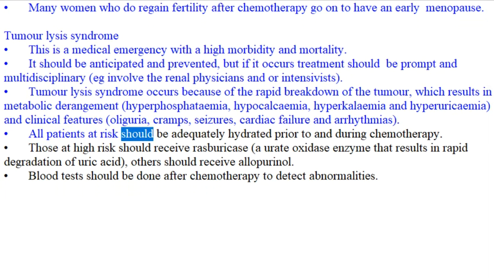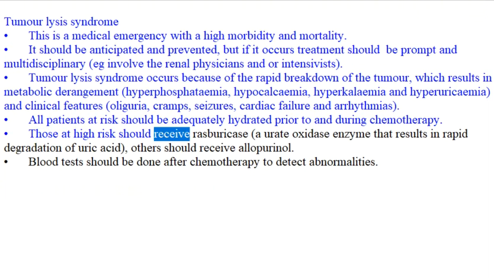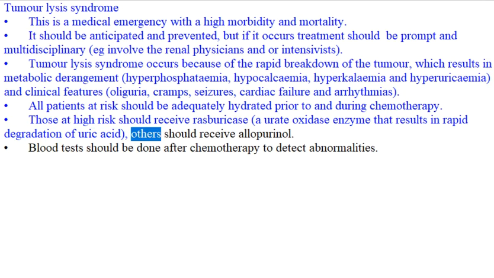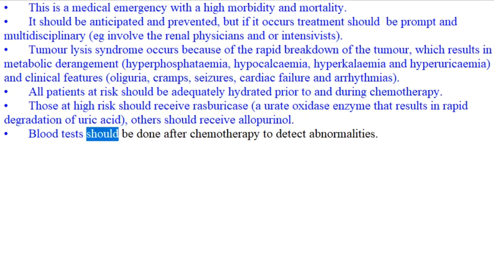All patients at risk should be adequately hydrated prior to and during chemotherapy. Those at high risk should receive rasburicase, a urate oxidase enzyme that results in rapid degradation of uric acid. Others should receive allopurinol. Blood tests should be done after chemotherapy to detect abnormalities.